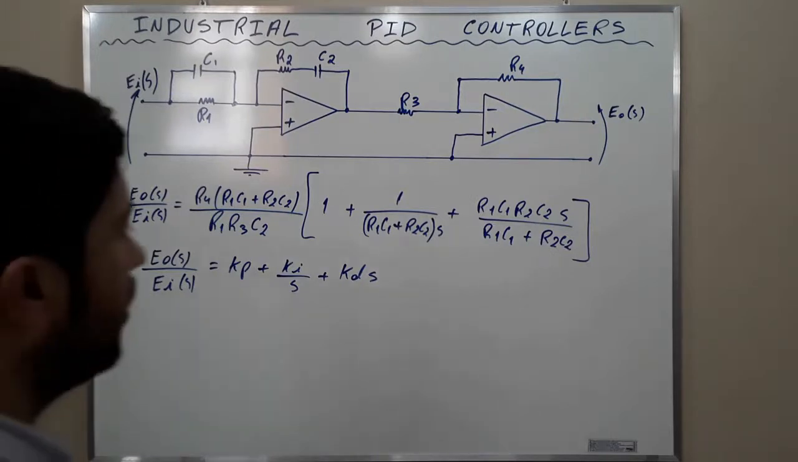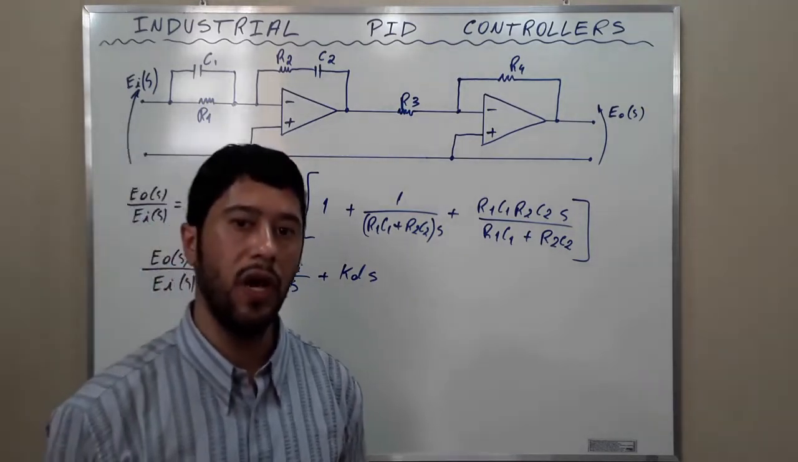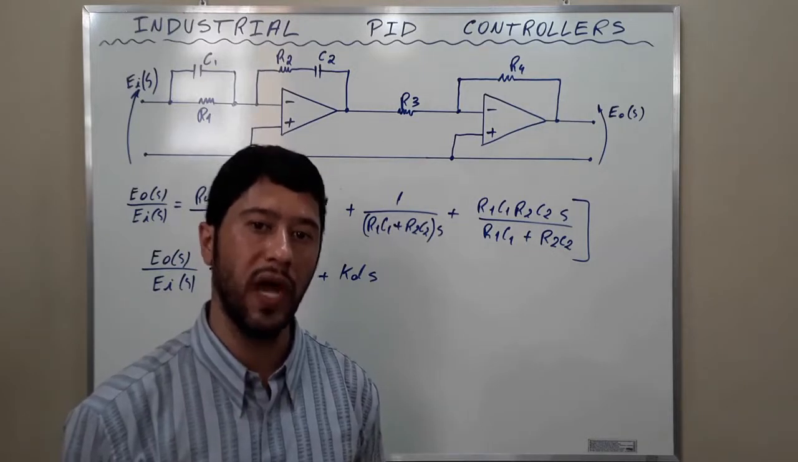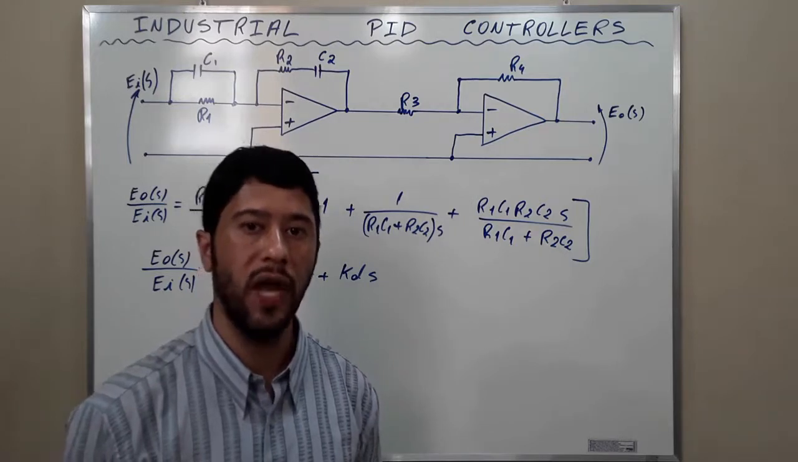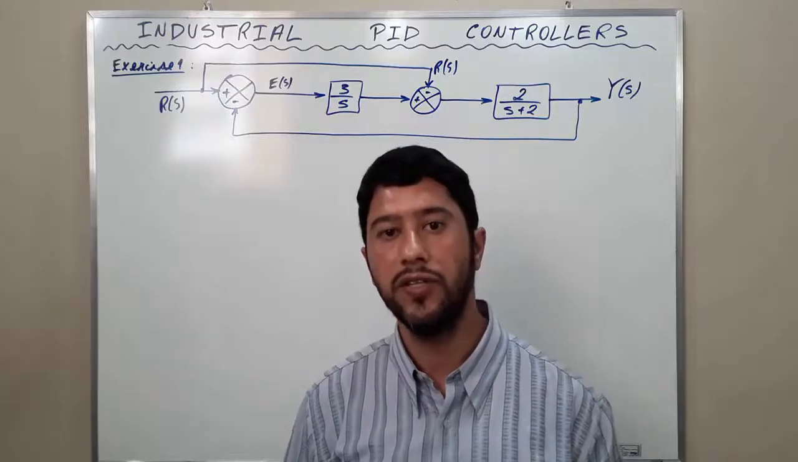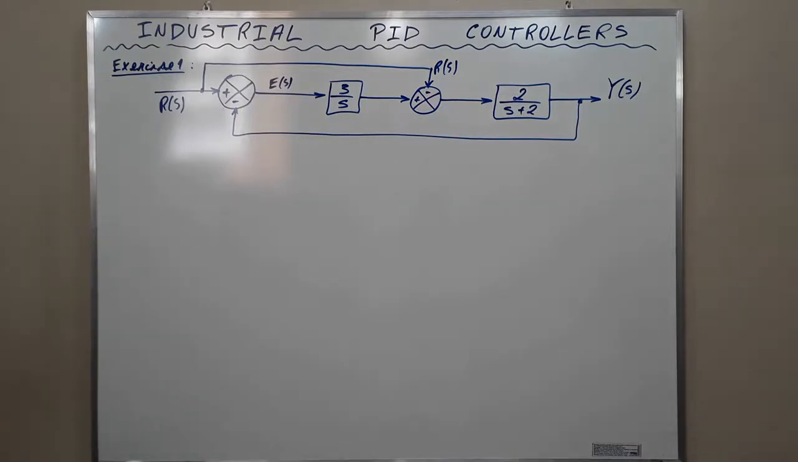Okay, my friends, this is all for PID controllers. This is the theory. Now we are going to solve 3 exercises to practice and see the theory working. Let's go. Exercise 1. What is the steady state error the closed loop control system presents when subjected to a unit step input? This is the question. Let's go to the solution.